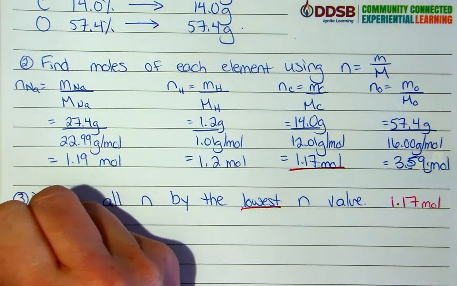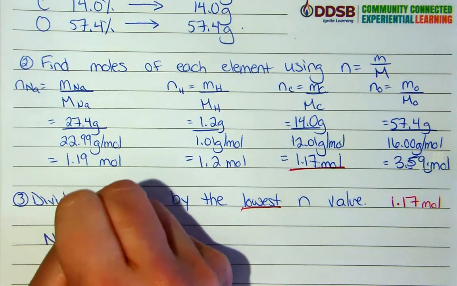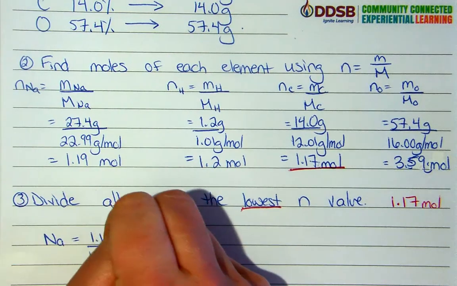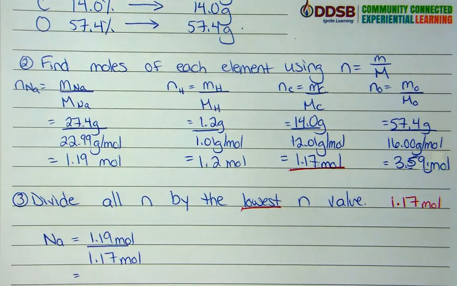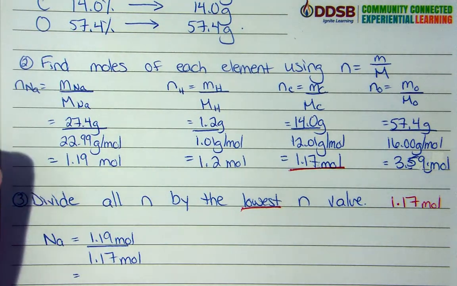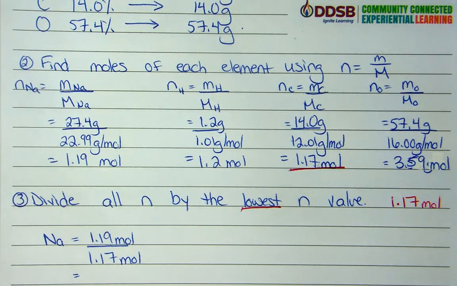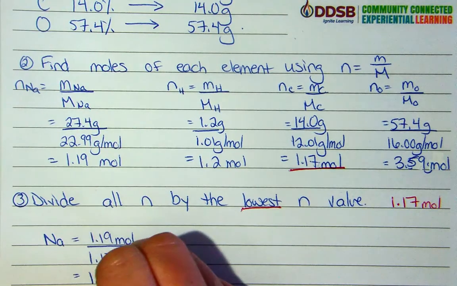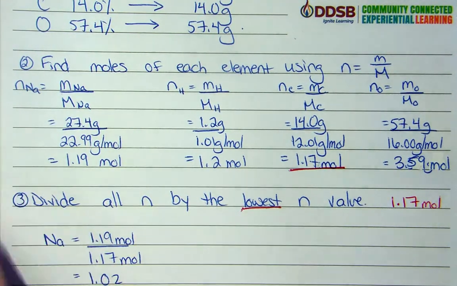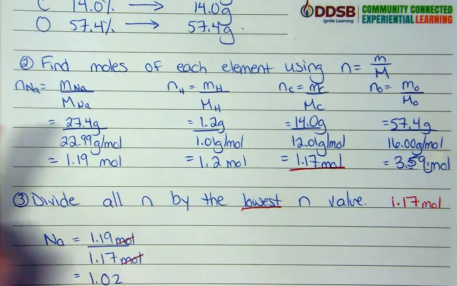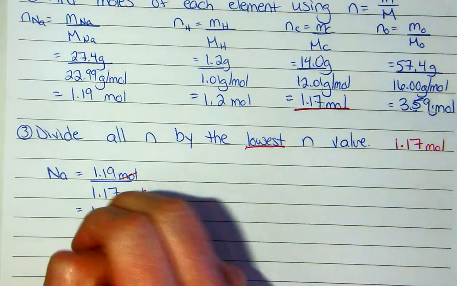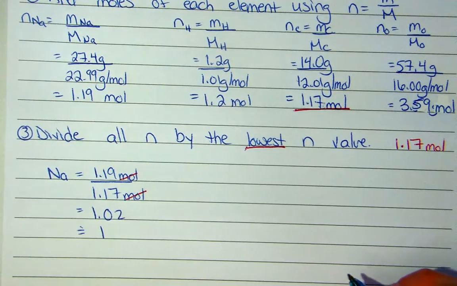So this gives us the ratio. Sodium, I've got 1.19 mole divided by 1.17 moles. And that gives me 1.02. Mole and mole cancel each other out. There's no longer a unit. And I'm going to round this now, guys. Okay? So that's a 1.